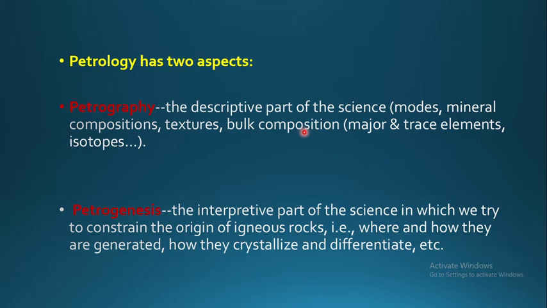Then next is petrogenesis, that is the interpretive part of the science in which we try to constrain the origin of igneous rock. So it is moreover not the theory part, we will constrain how it originated, and we will be moving in depth into that. That is petrogenesis, where and how they are generated, how they crystallize and differentiate.